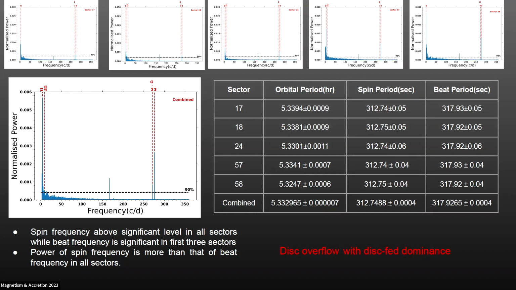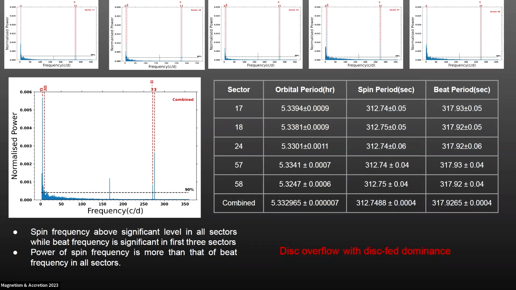So these are the plots which I showed earlier in the previous slide. Now this is the combined sector plot. In the combined sector also we are able to see the orbital, beat and spin frequency. In the table on the right hand side, you can see we have found all the orbital periods, spin period and beat period in all the individual sectors and also in the combined sector.